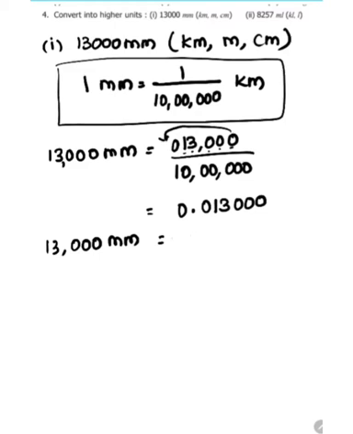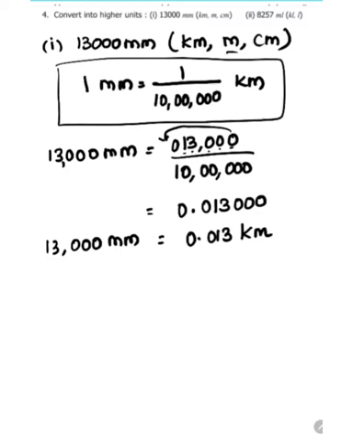So 13,000 millimeter is equal to 0.013 kilometer. Okay, then next change it as meter.